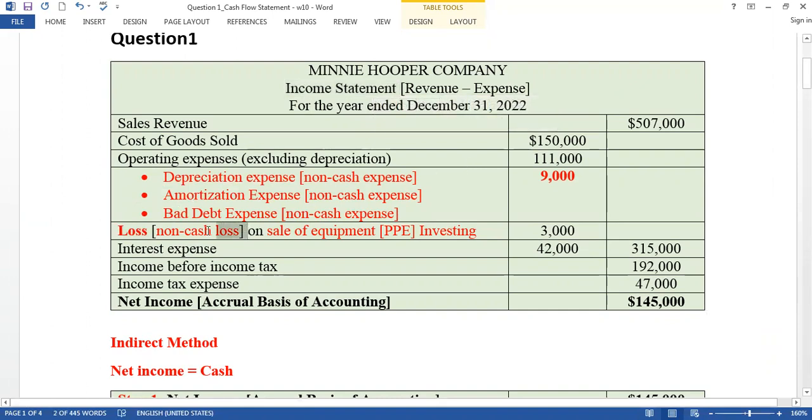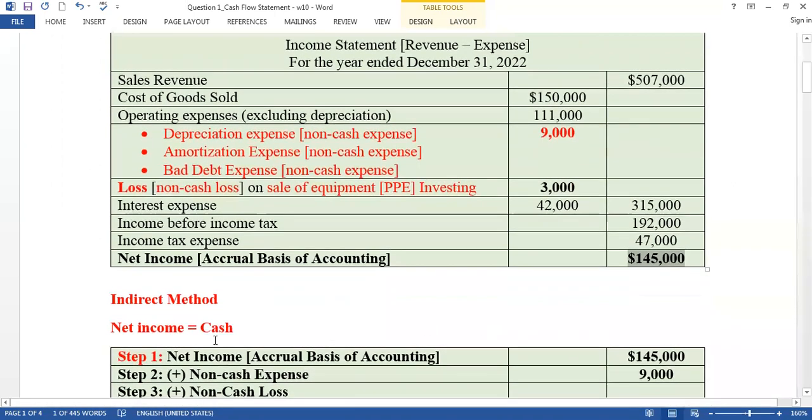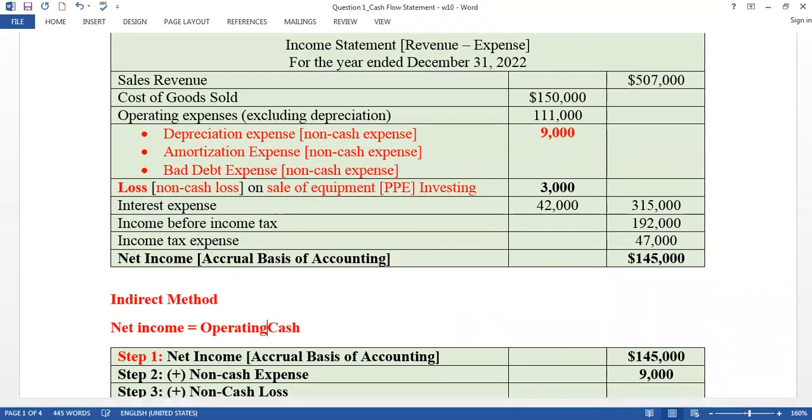So this loss is not related with operating. But the cash we already recorded under investing. So this loss is a non-cash loss. You record a loss of $3,000 under the income statement. So because of this loss, your net income decreases. But operating cash does not decrease. Think about the operating cash, right? Operating cash does not decrease. So this part is the operating cash. I make it easier for you.